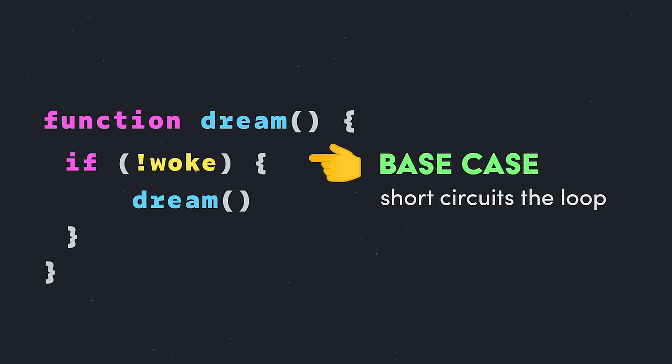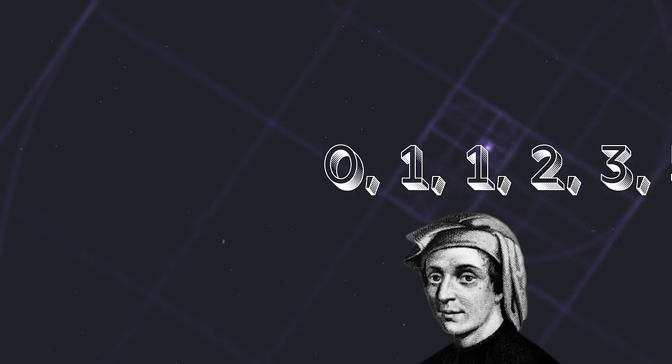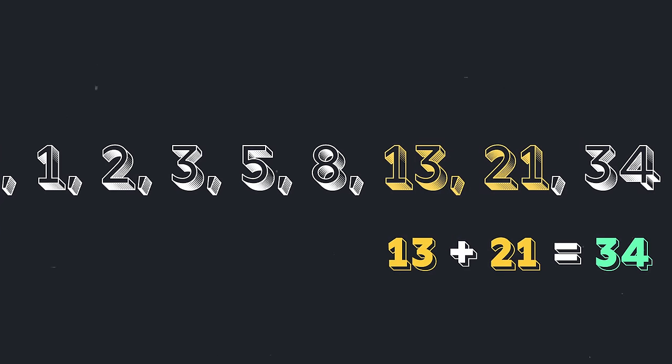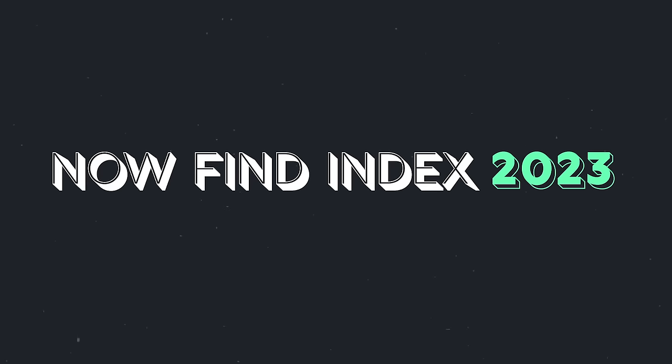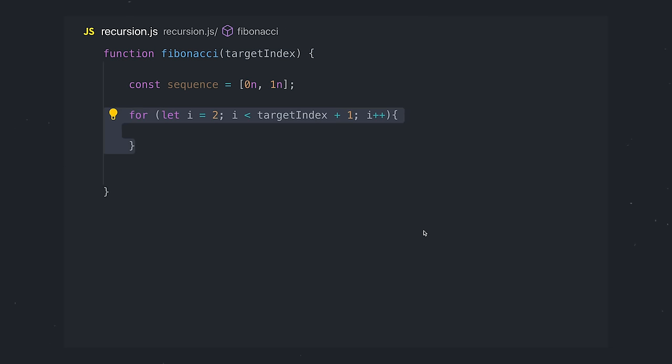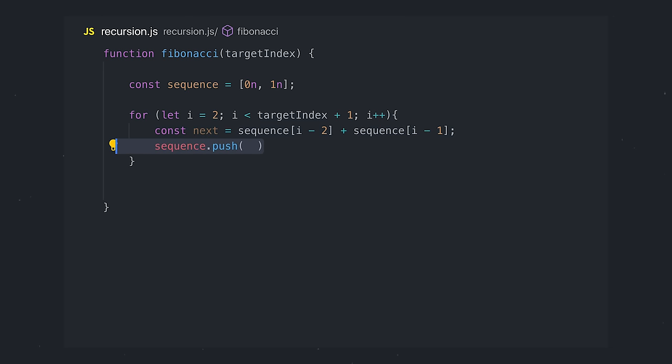On an interview, you might be asked to implement some code that finds a specific index in the Fibonacci sequence. You'll notice a given index of the sequence is just the sum of the two previous values. So how do we find index number 2023? Your first thought might be to implement an iterative solution with a for loop. Compute the Fibonacci value for each index until we get to the target index of 2023.